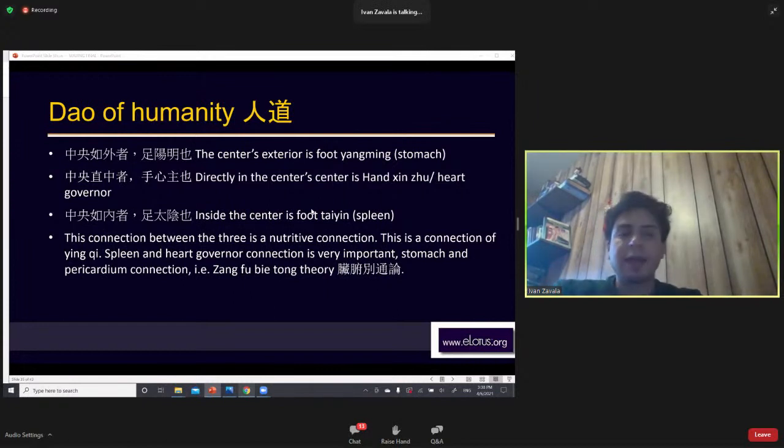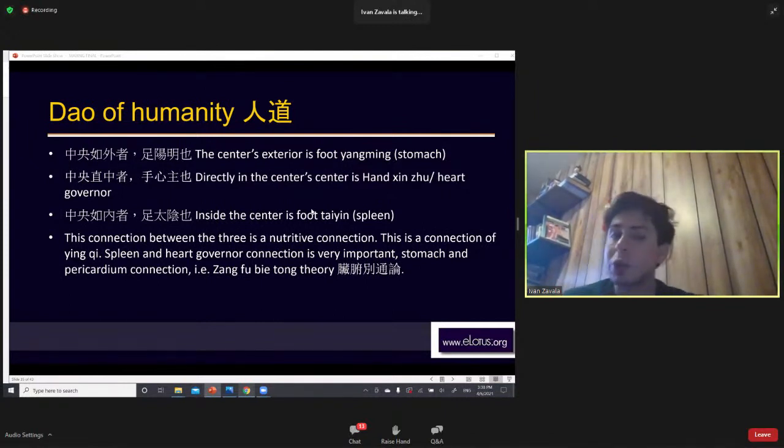So the Tao humanity, so this will be the Guan. The center's exterior is Foot Yangming. The lateral aspect is stomach, Foot Yangming. Directly in the center is Xin Zhu, the heart governor, what some people call the pericardium, which I always think is not the best translation, but that's the translation most people now use, heart governor, because other things could be governing the heart, right?